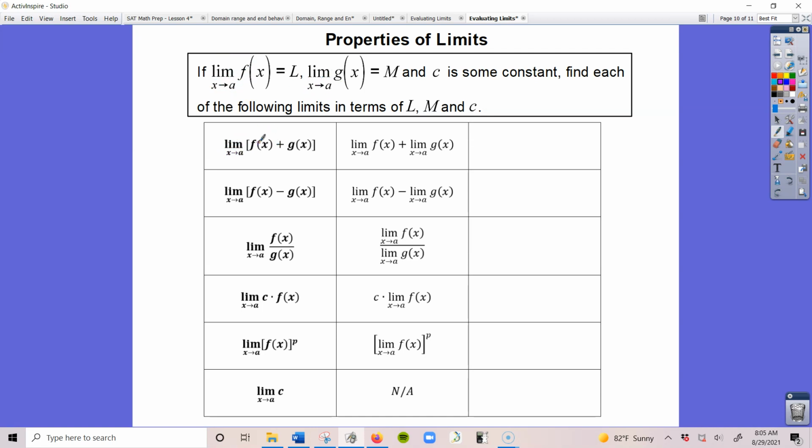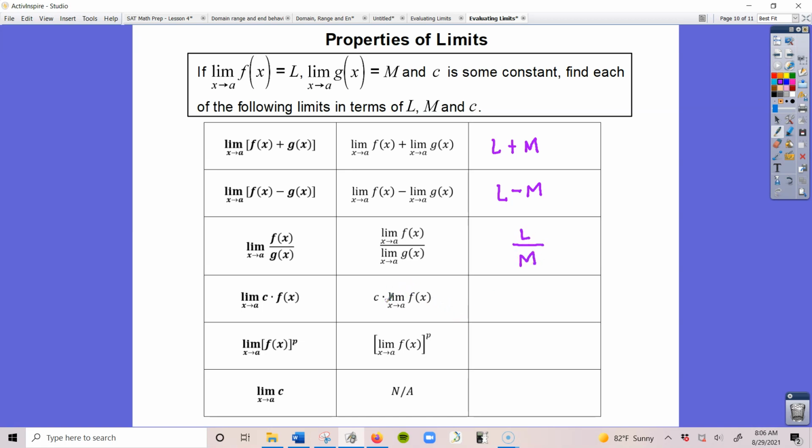Then if we have f of x plus g of x, we can separate this to be the limit as x is approaching a of f of x plus the limit as x is approaching a of g of x. And since this is L and this is m, then this is L plus m. Now over here is the same thing, but with subtraction. So if we have the limit as x is approaching a of f of x minus the limit as x is approaching a of g of x, then that would be L minus m. And we can do this with all of our operations. If we have division, then it would be L over m.